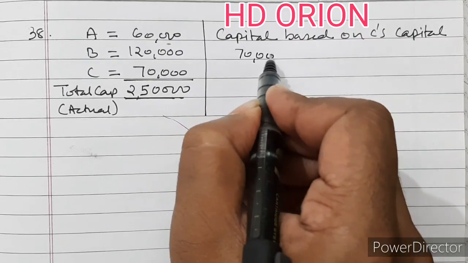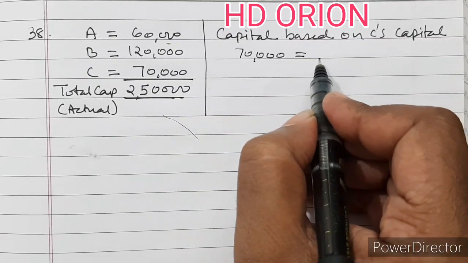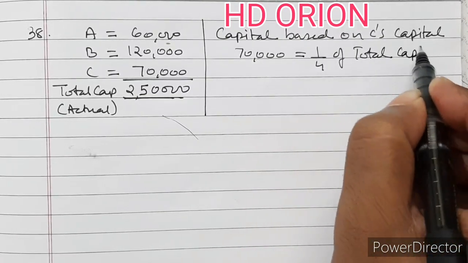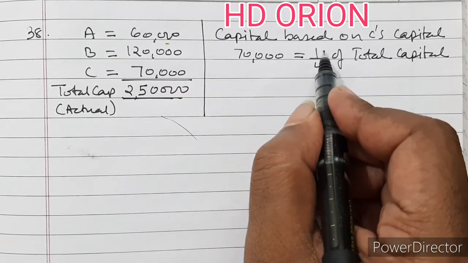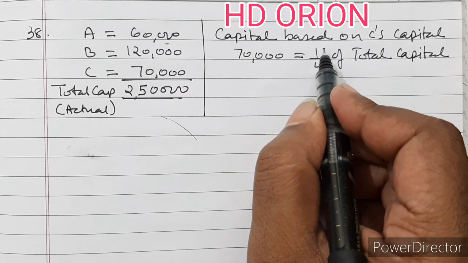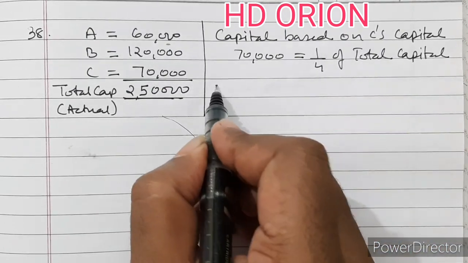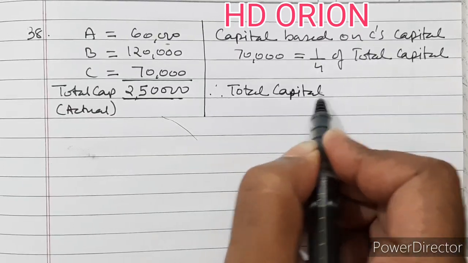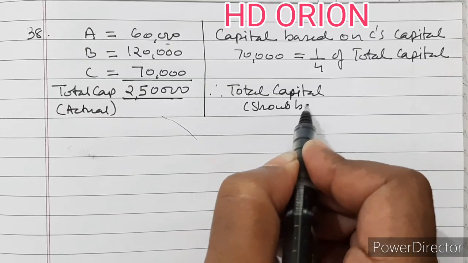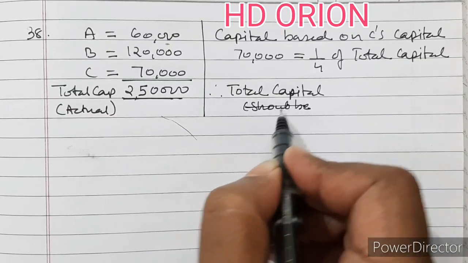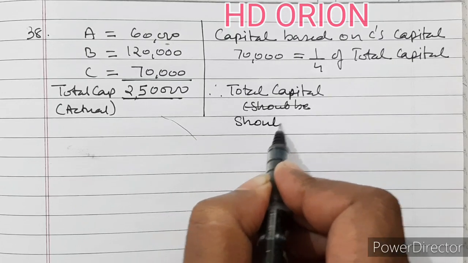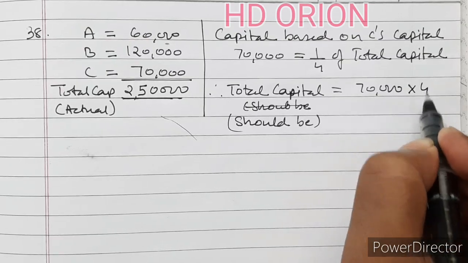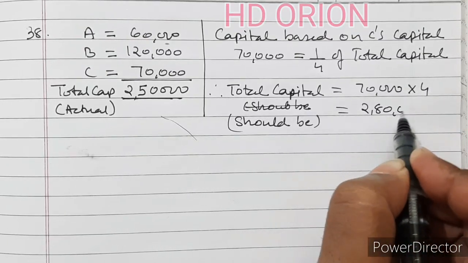C's capital is 70,000, and this 70,000 is 1/4 of total capital, because C's share in the profit is 1/4. Therefore total capital, or should be capital, is how much? 70,000 into 4, which is equal to 2,80,000.